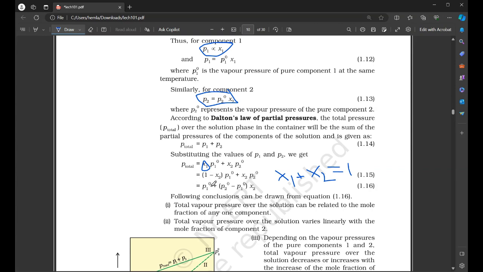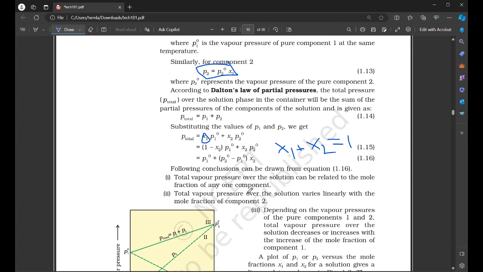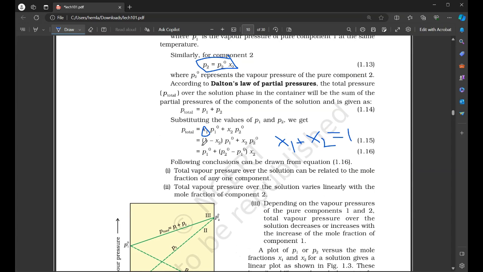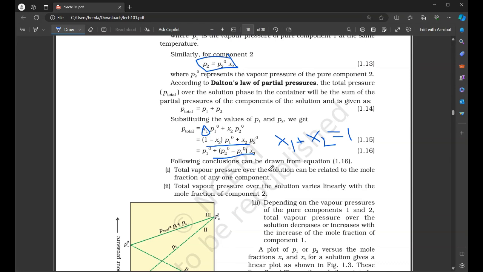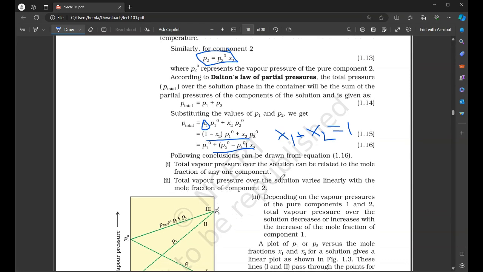Done. And which can also be written as P1 naught plus (P2 naught minus P1 naught) into x2. Here we have just written a different formula. You can use any; if you don't need to find x1, then sure, use this one. The following conclusions can be drawn from equation 1.16.